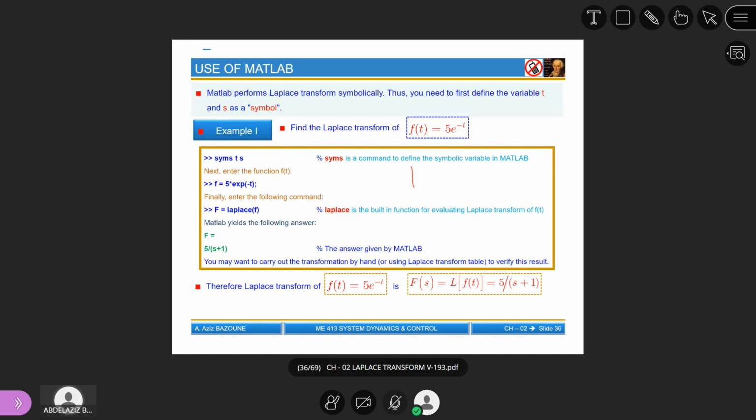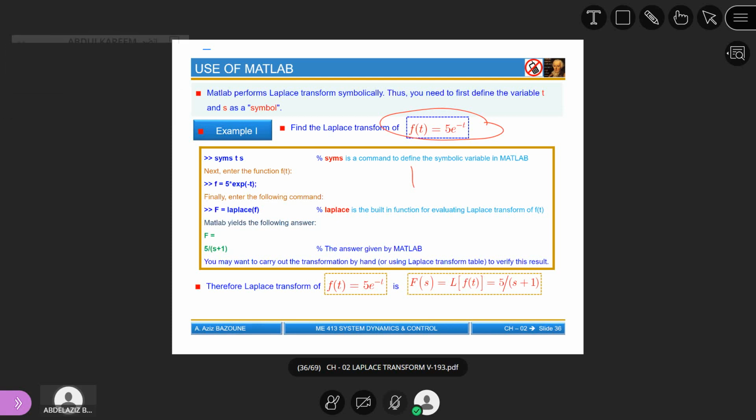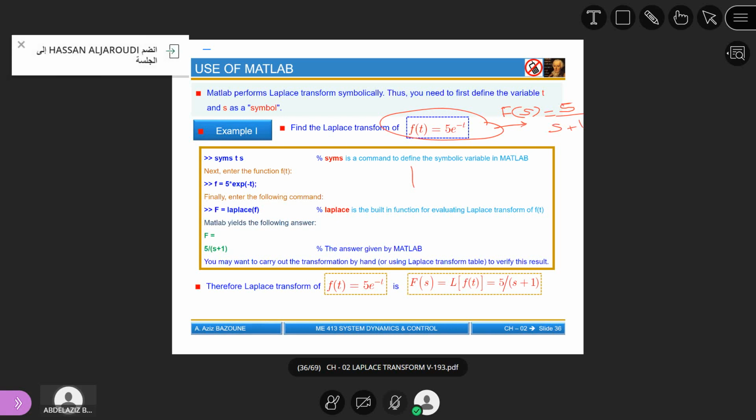Laplace transform. Suppose we have a function like this one, f of t is equal to 5 exponential e to the minus t. This one, we saw it before, it's the decaying exponential function. And according to the information that we already took, the Laplace transform of this one is simply 5 over s plus 1. 5 over s plus 1 is the Laplace transform for this. Let's have help from MATLAB.